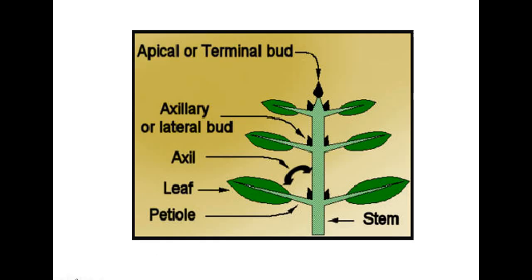Here is another image I have shared. You can see this is the terminal bud, or apical bud, which arises from the apical meristem, and these are axillary or lateral buds. The flower arising from an axillary bud is called an axillary flower, and the flower arising from the apical or terminal bud is called a terminal flower. This is the stem, petiole, leaf, axil.